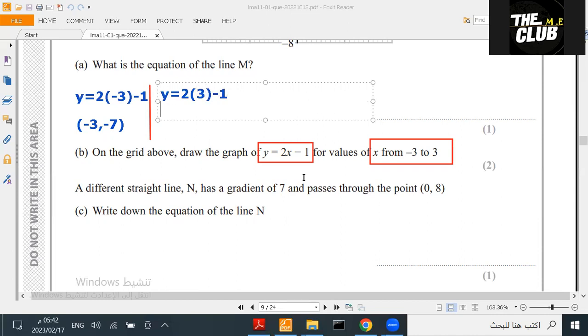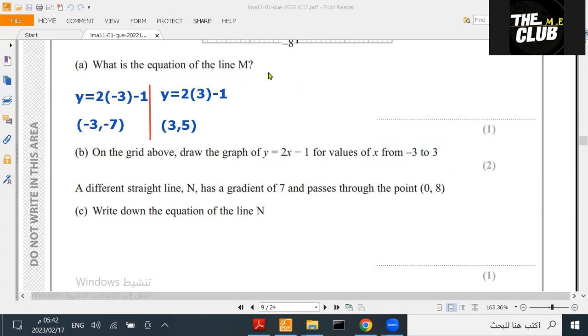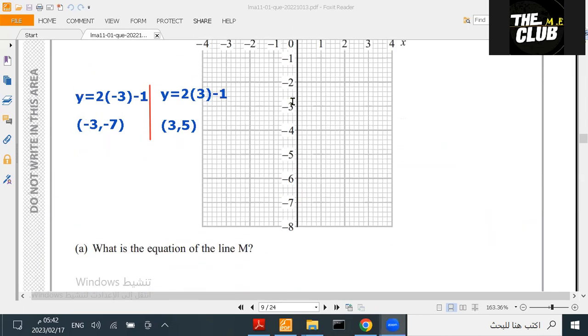Do it in the calculator. It will give you the coordinates: since we used 3 for x, in place of negative 3 we put 3. That's it, and the answer will be 5. So the point is 3, 5. Now I have the coordinates. Now I can go up to the graph and draw the line.